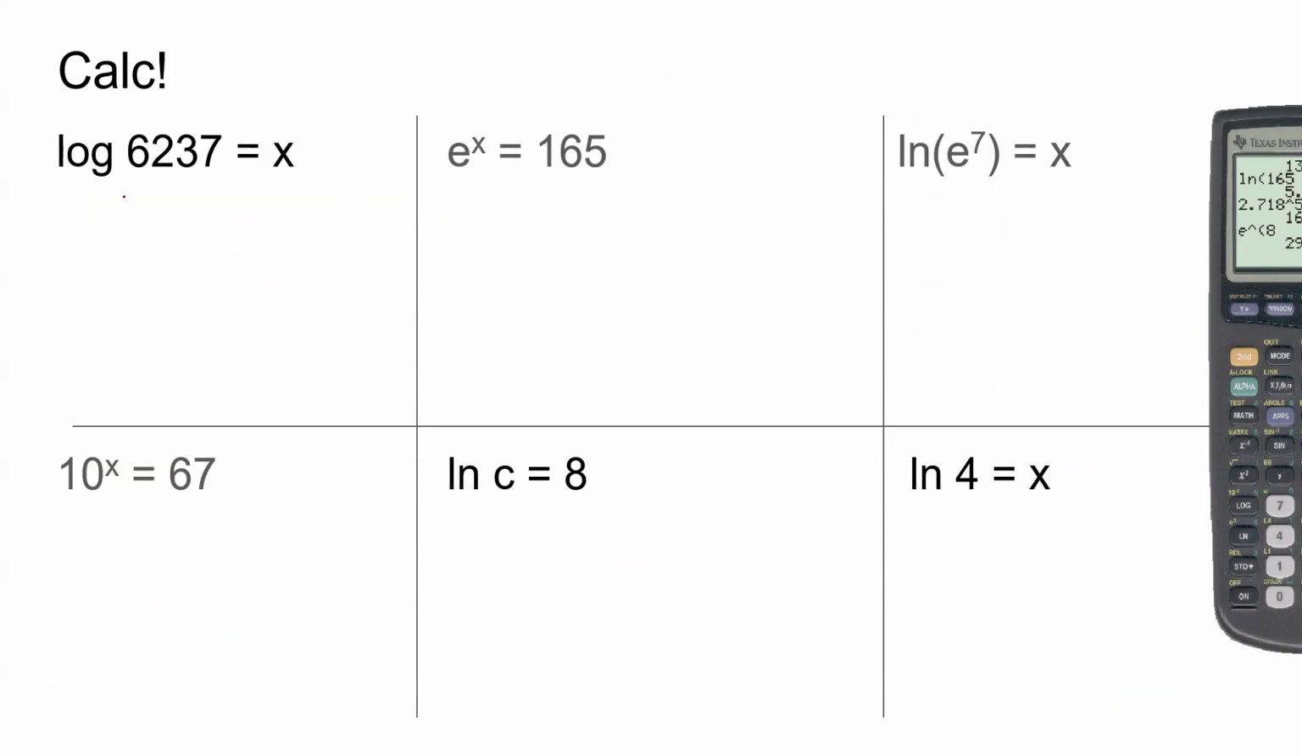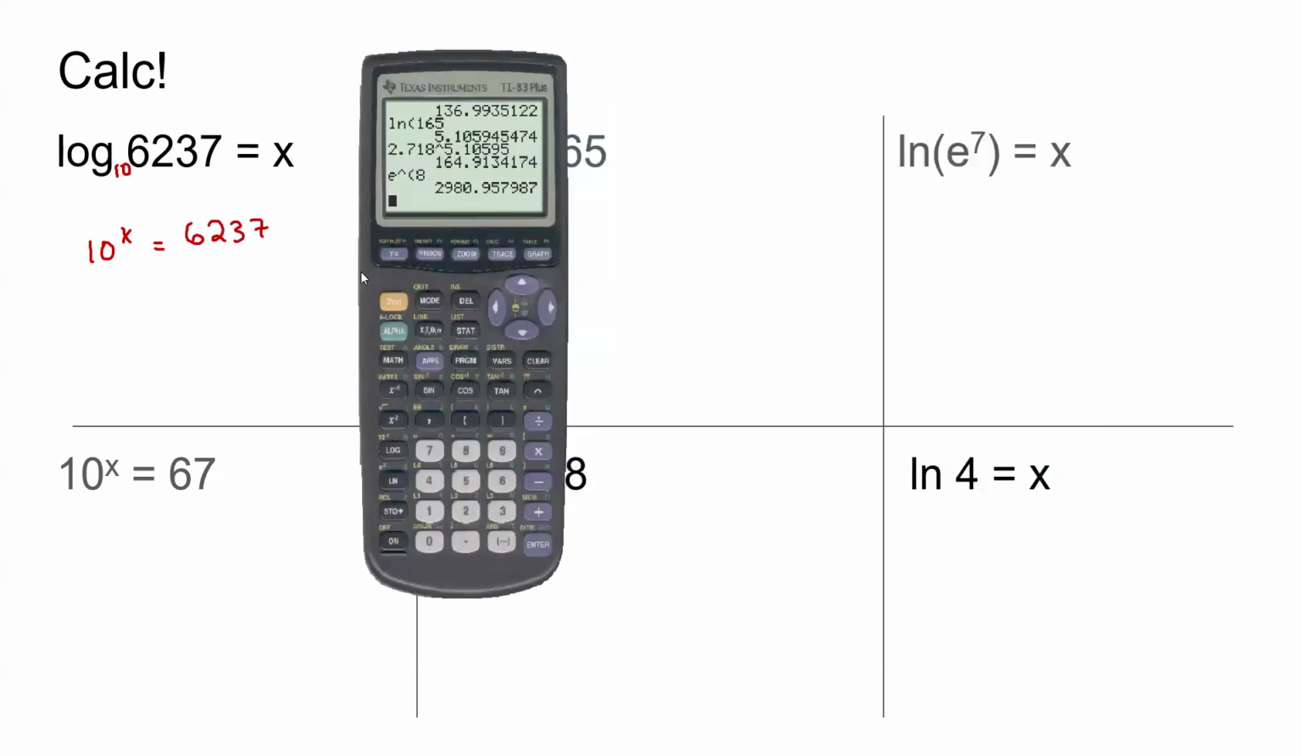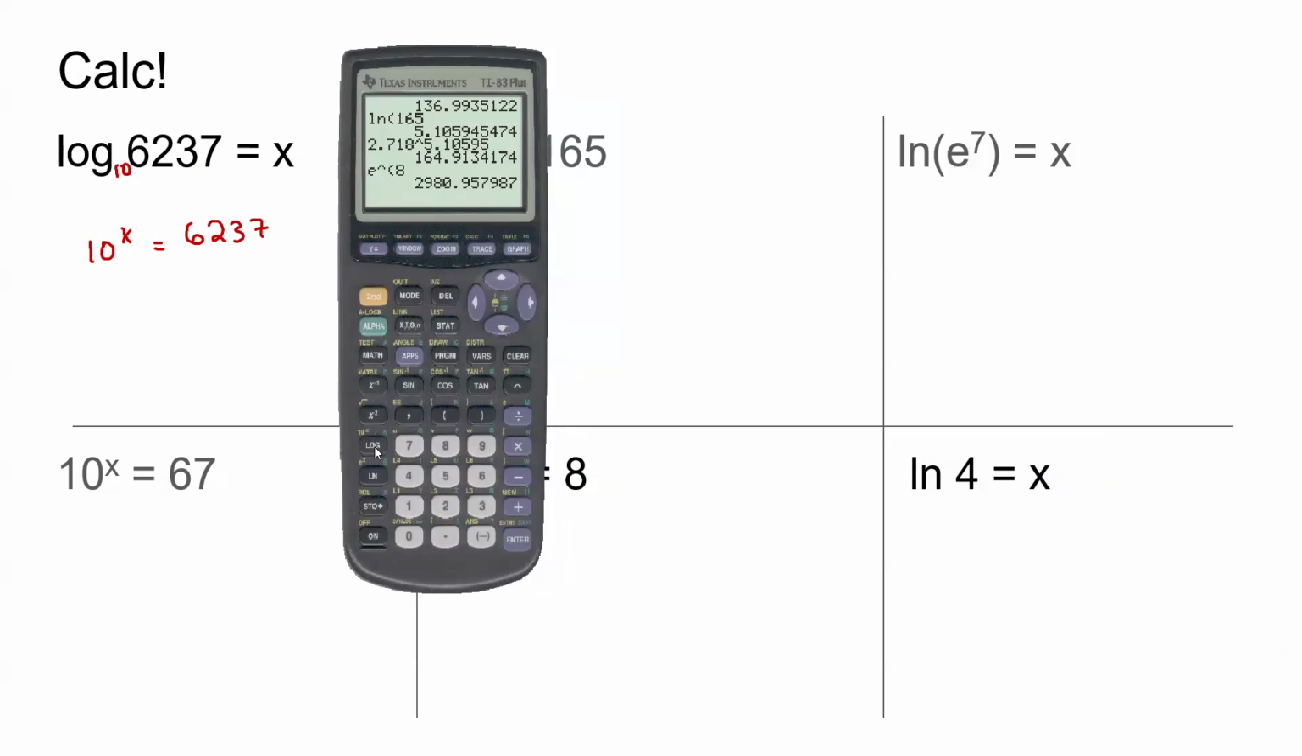Here's a logarithm. It doesn't have a base specified, so it's understood to be 10. And I could rewrite this as 10 to the x equals 6237. Okay, that's not going to move me closer to the answer. What will move me closer to the answer is hitting log 6237. You want to take the number 10, raise it to some power. That power is going to have to be 3.79 stuff.